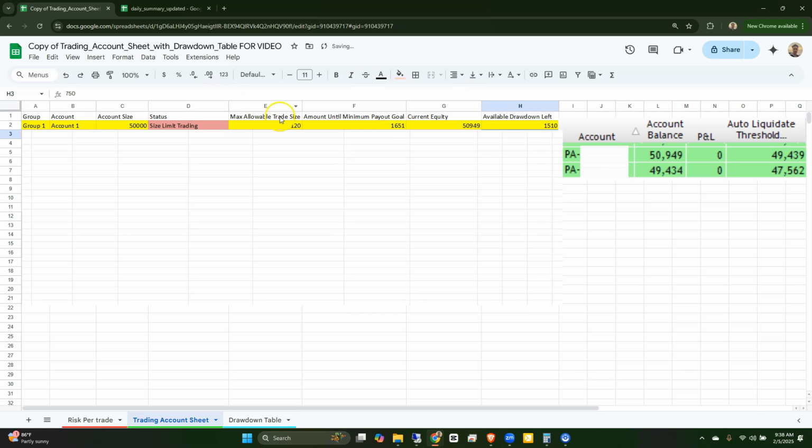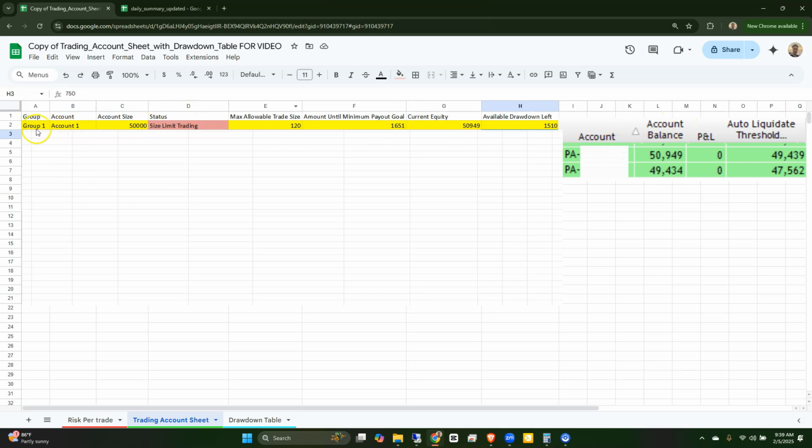So we can see that our max allowable trading size on this particular day is $120. Our amount till payout is $1,651. Our current equity, again, $50,949. Therefore, our drawdown with our auto liquidate threshold here. I guess I could probably make another field for that, but I'm trying to keep it as simple as possible.